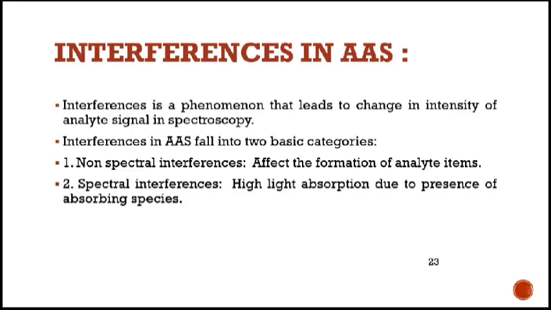Next, we discuss the interferences in atomic absorption spectroscopy. Interference is a phenomenon that leads to a change in intensity of the analyte signal in spectroscopy. Interferences fall into two basic categories: first, non-spectral interferences, and second, spectral interferences. The non-spectral interferences affect the formation of analyte atoms, and spectral interferences highlight absorption due to the presence of absorbing species.